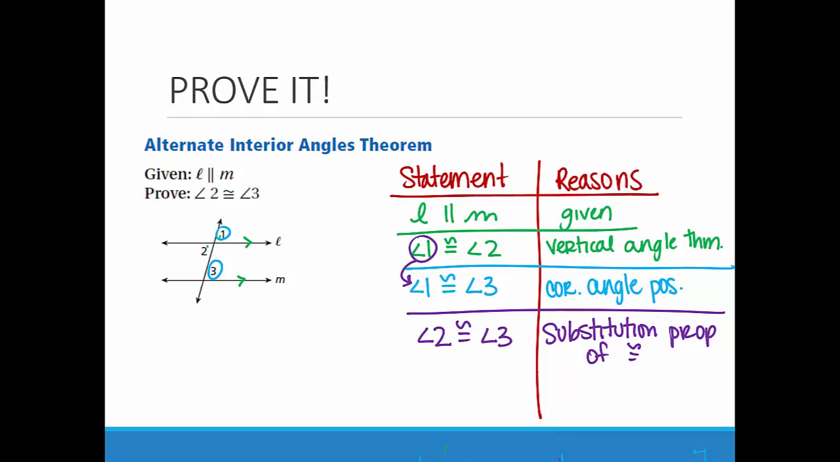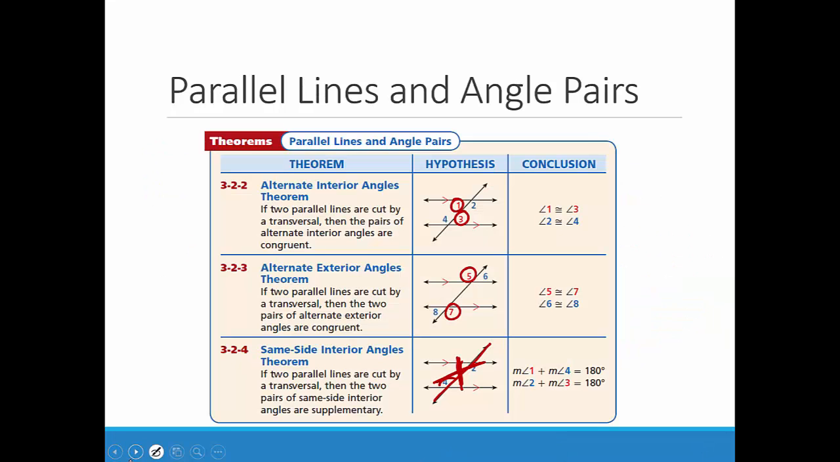But based on what we know so far, we can prove that those alternate interior angles of 2 and 3 have to be congruent to each other. And we could actually prove all of these, but not today.